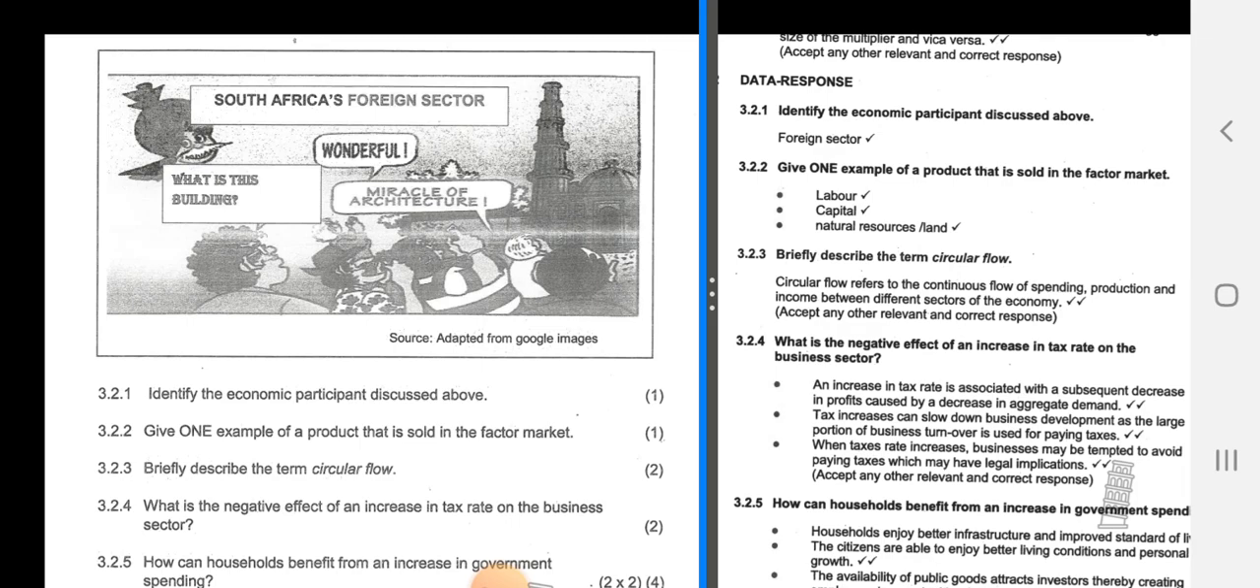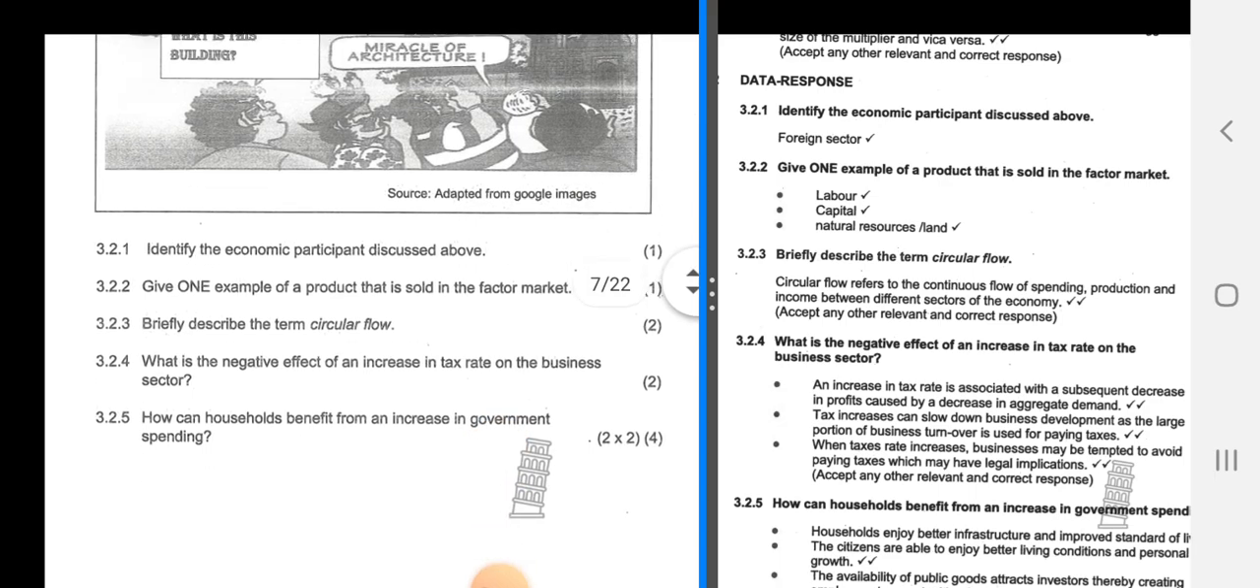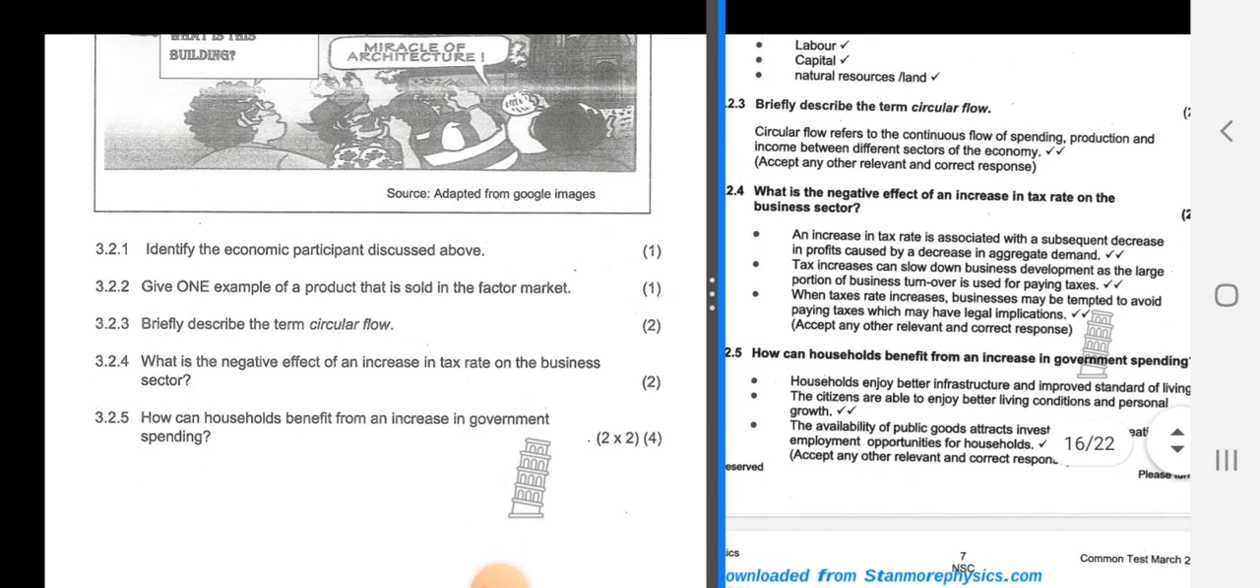The circular flow refers to the continuous flow of spending, production, and income between different sectors of the economy. But the answer is not limited to this. Anything, as long as it's a circular flow, you will be given your full marks.